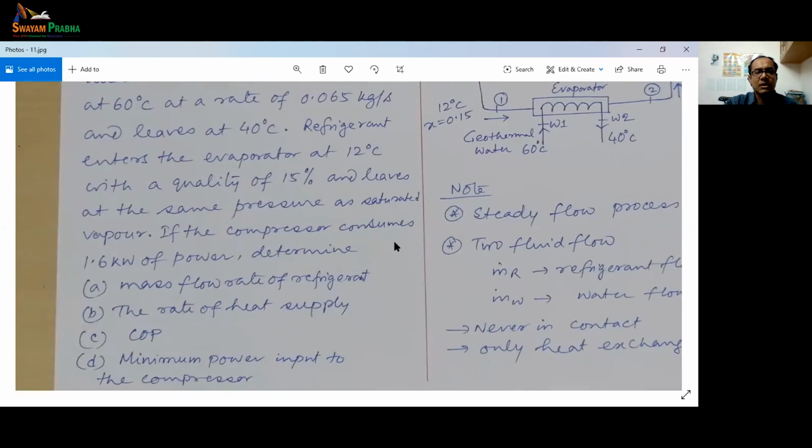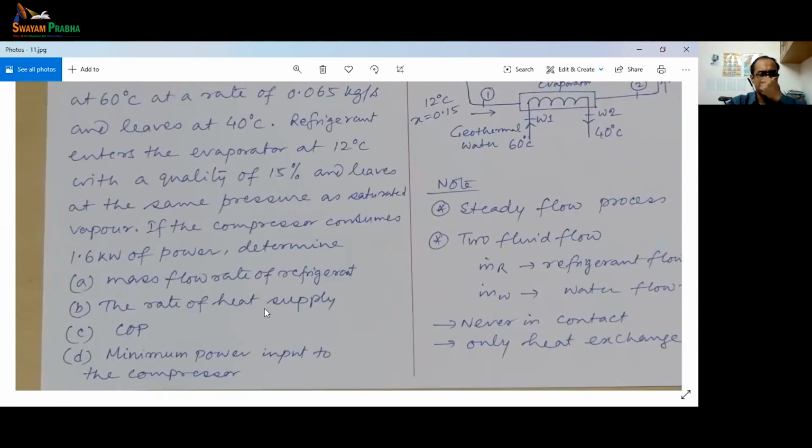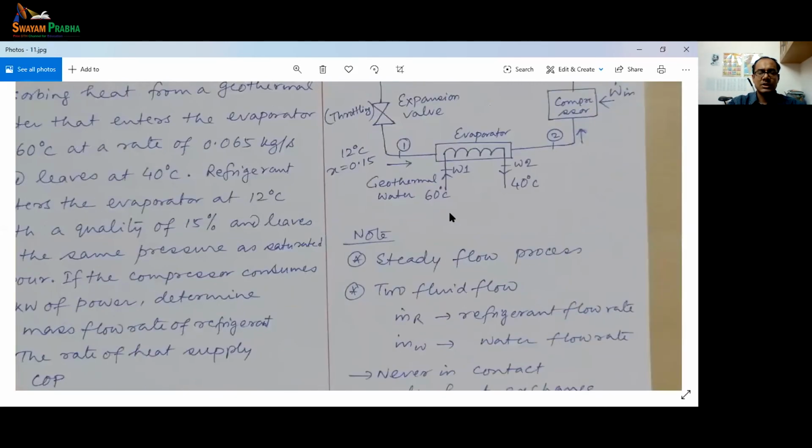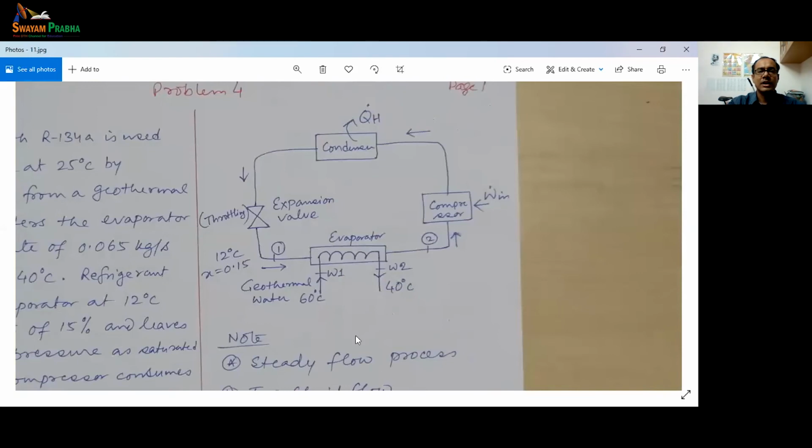If the compressor consumes 1.6 kilowatt of power, okay, I will see where the compressor comes into the picture. We have to determine the mass flow rate of refrigerant, the rate of heat supply, the coefficient of performance, which is often shortened to COP, and the minimum power input to the compressor. So these quantities we will see one by one, but first look at the schematic diagram of the process.